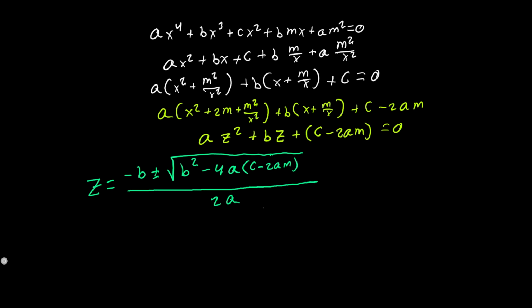Now we could replace z with the substitution we made earlier, z is equal to x plus m over x. Since we already found z, we replace it with our substitution. So we will have x plus m over x is equal to minus b plus or minus the square root of b squared minus 4ac plus 8a squared m, all over 2a.